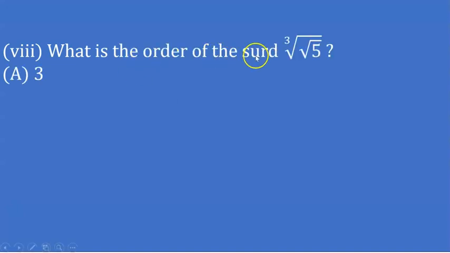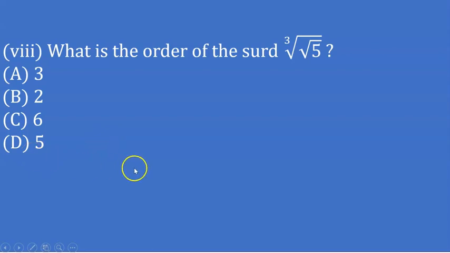What is the order of the surd, that is the cubic root of root 5? First option A is 3, B is 2, C is 6, D is 5. Now here the order of the surd is 6. Now how is it 6? See this here, option C is correct here.